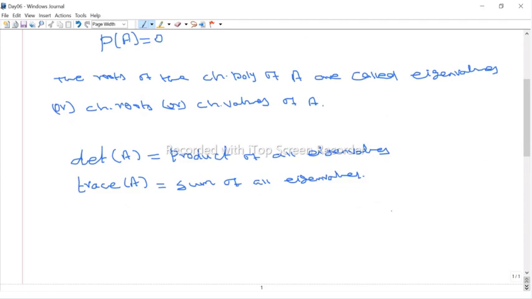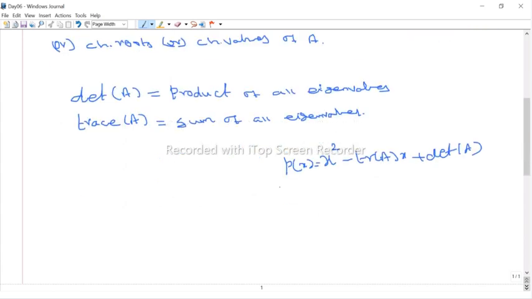If you take any 2 by 2 matrix, the characteristic polynomial is of the form x square minus trace of A times x plus determinant of A. We call it P of x. So this is the characteristic polynomial of any 2 by 2 matrix. And then we can extend to the 3 by 3 matrix.